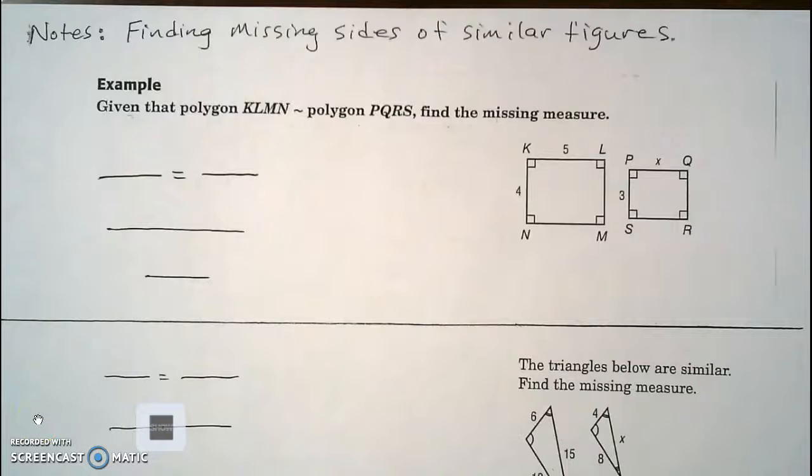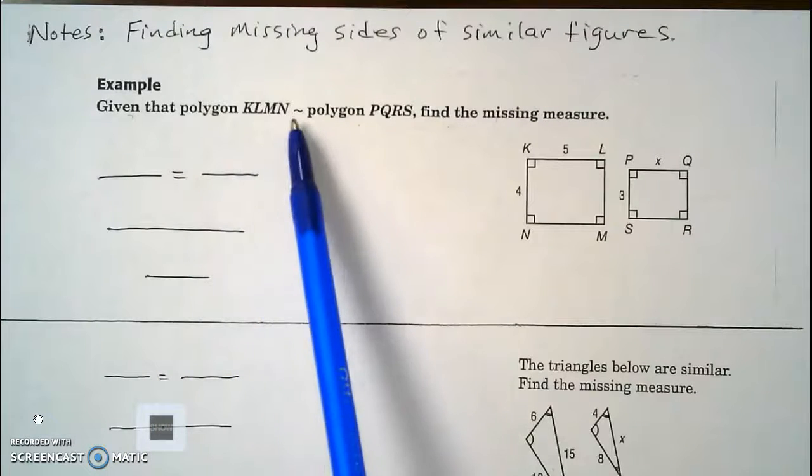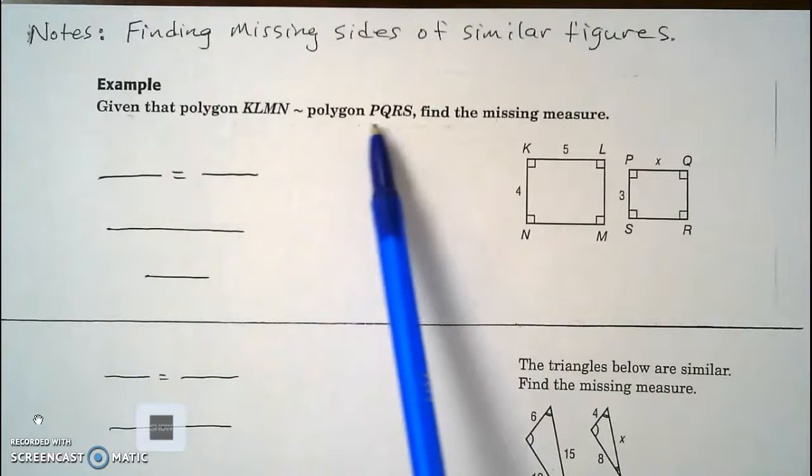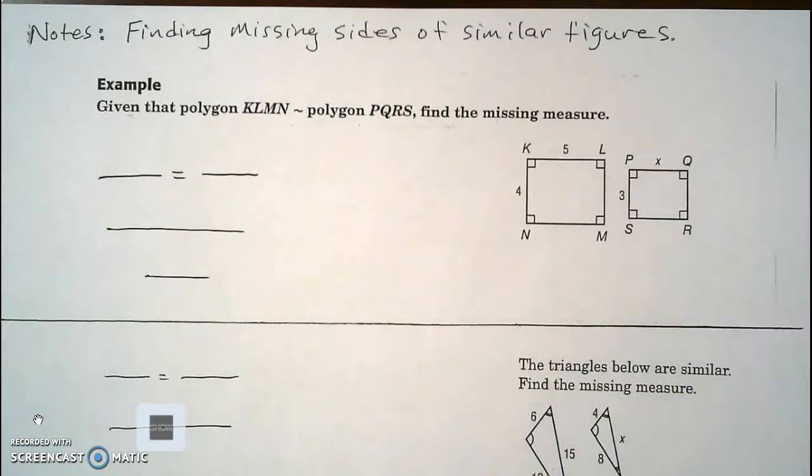This assignment looks a lot like the last one we did, but it's different. The last one we did, you had to determine if two figures were similar. Well, now we're being given that they are similar. Given that polygon KLMN is similar to polygon PQRS, we have to now find the missing measure. But we're going to set it up the same way. That's why we did that assignment first.